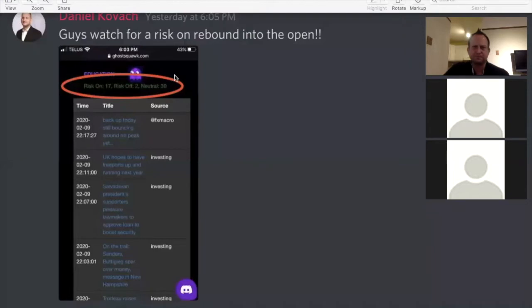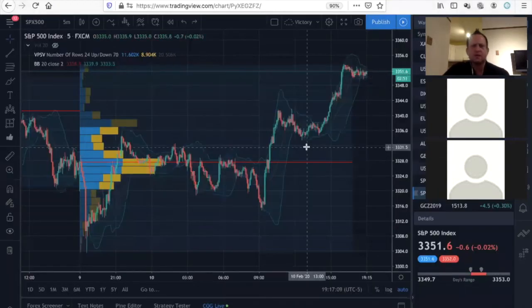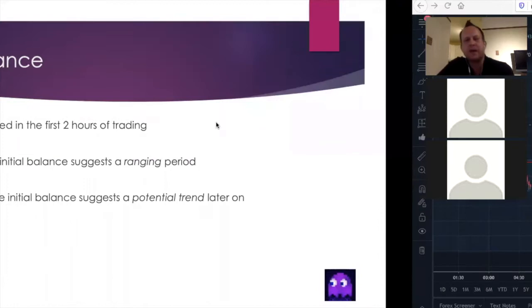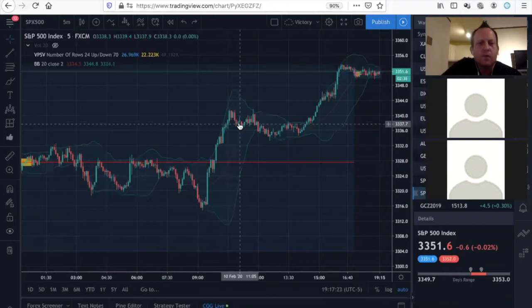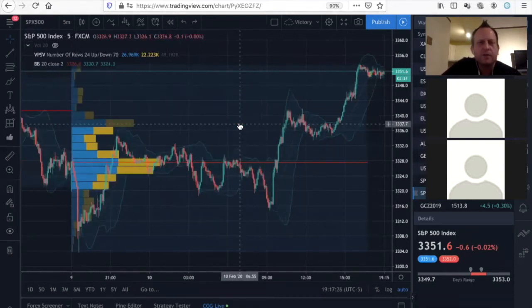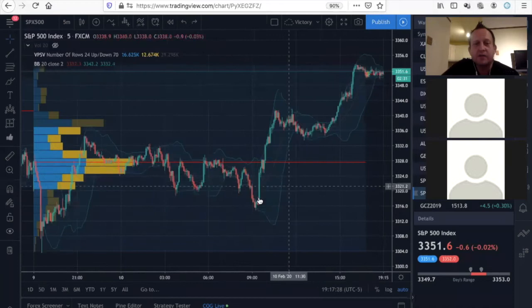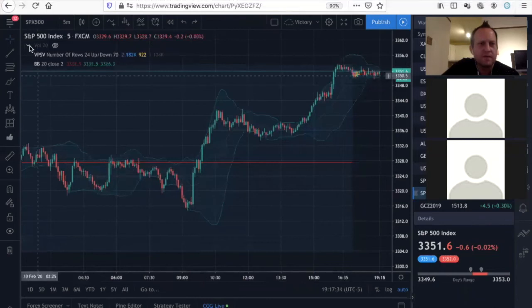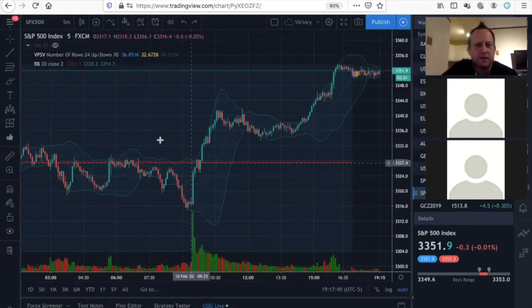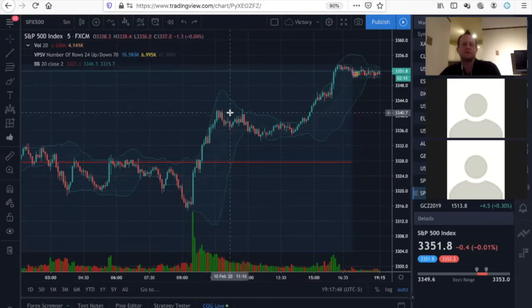Let's quit this. I don't need that anymore. So today's initial balance really didn't form. When you talk about an initial balance, you're talking about a range that is established. This blew through everything. When we see a lot of momentum here, and we take a look at the volume, what this reflects is a lot of buying. It's really just off to the races here. There is no initial balance formed.